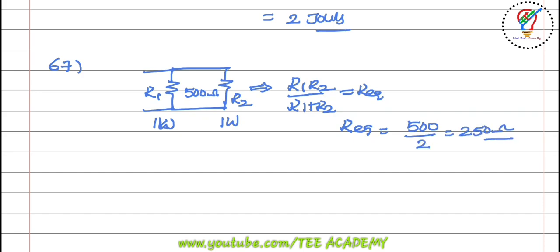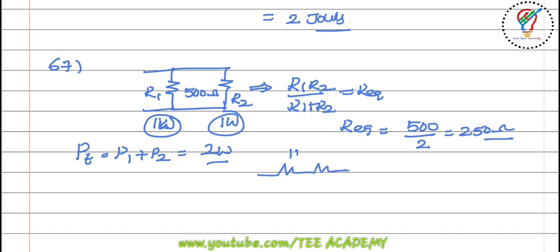Now what about the power? The total power P is P1 plus P2, which is 1 plus 1, so 2 watts, with 1 watt here and 1 watt here. If they ask the same question for a series connection, it is 1 watt here and 1 watt here. There is no change in the power in either series or parallel connection, it will have only 1 watt. Suppose R equivalent is nothing but R1 plus R2, which we add together, I'll get 1000 ohms if they ask the series question.